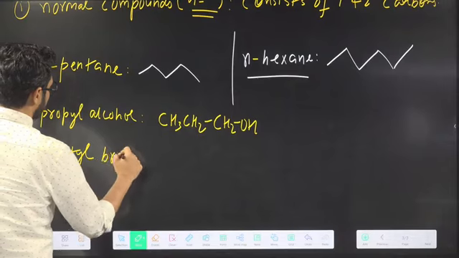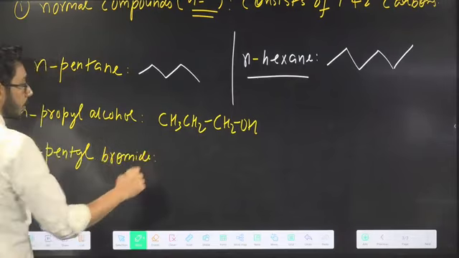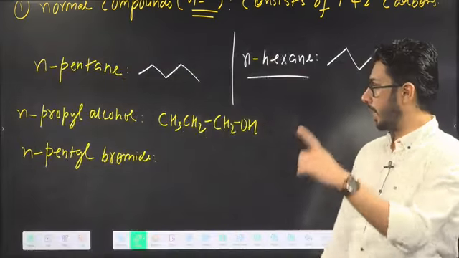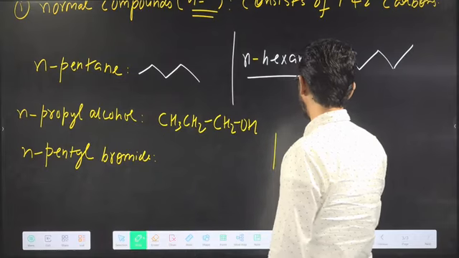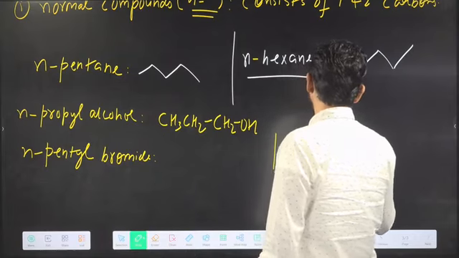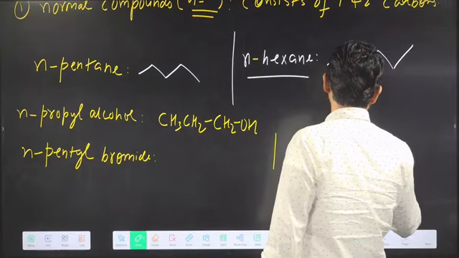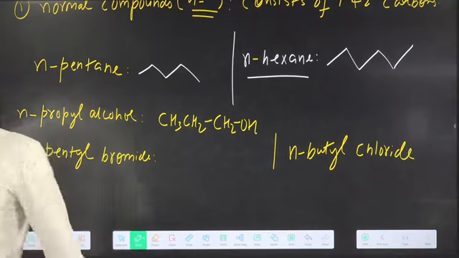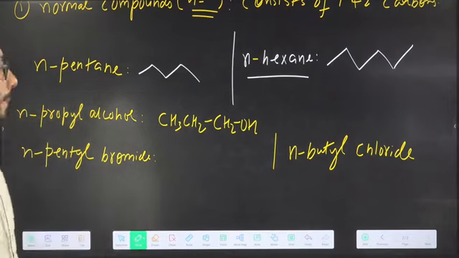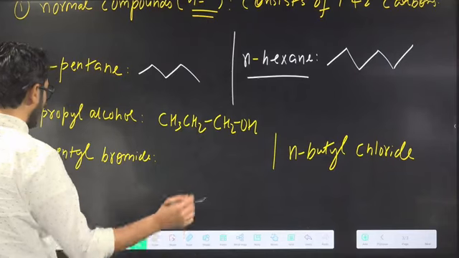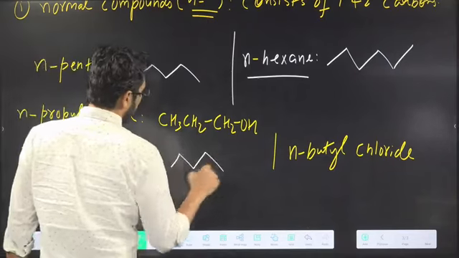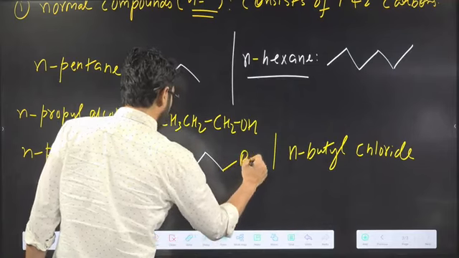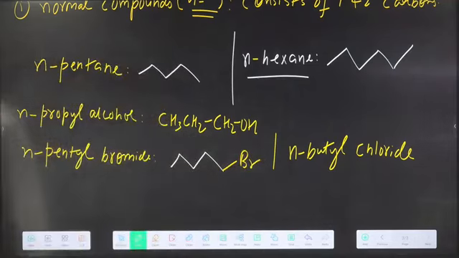N-pentyl bromide. Whatever the group, write the straight chain, and on the terminal primary carbon you will connect the Br. So write down the structure of N-pentyl bromide, N-butyl chloride. N means normal. Before I write, your answer should be there in your notebook. This is a 5 carbon straight chain. On the terminal carbon, Br group is there. This is N-pentyl bromide.